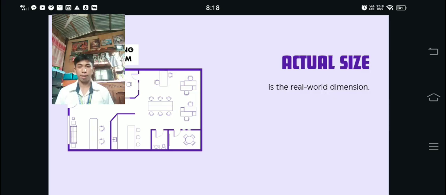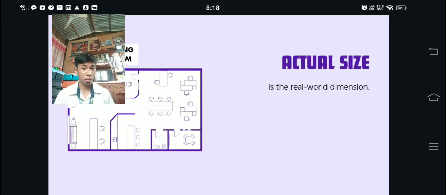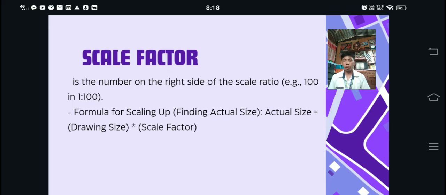Next is the actual size. This actual size is the real world dimension, like for example the 30 meters that I talked about earlier. So this is the formula for scaling up, finding the actual size. Actual size equals the drawing size times the scale factor. So this is the formula for scaling up.